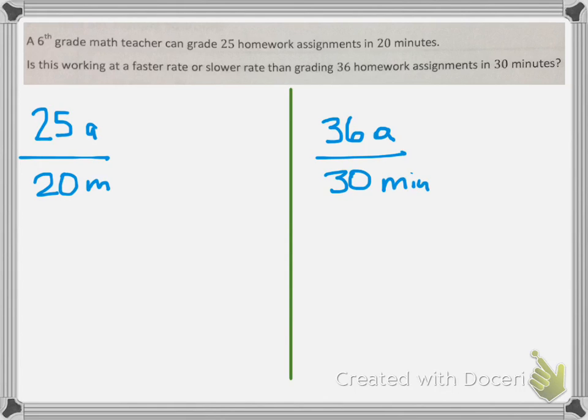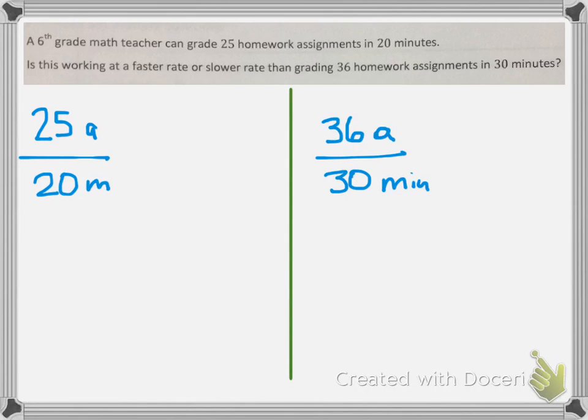Well, if I just leave it like this, I can't really tell because, on the one hand, I can see that 36 assignments graded is more than 25. So maybe it's this one, but then again, it does take 30 minutes to do those 36 assignments. So maybe it's better if I only take 20 minutes. That means I'm getting my work done faster, but then I'm only doing 25 assignments. So right now I can't tell.